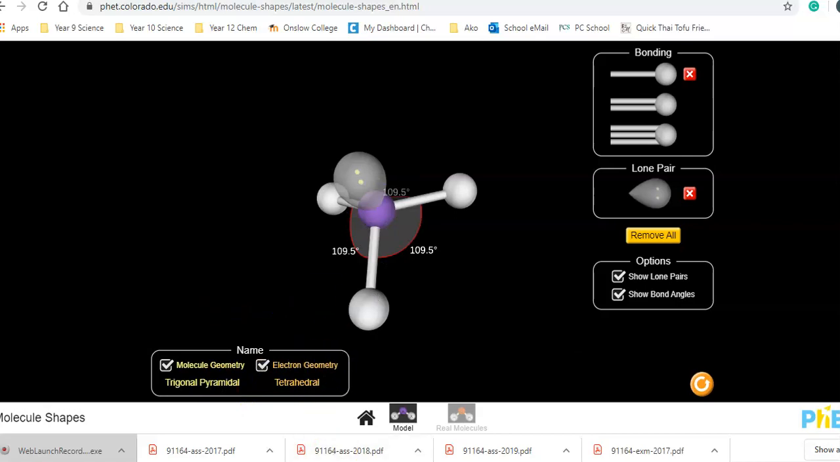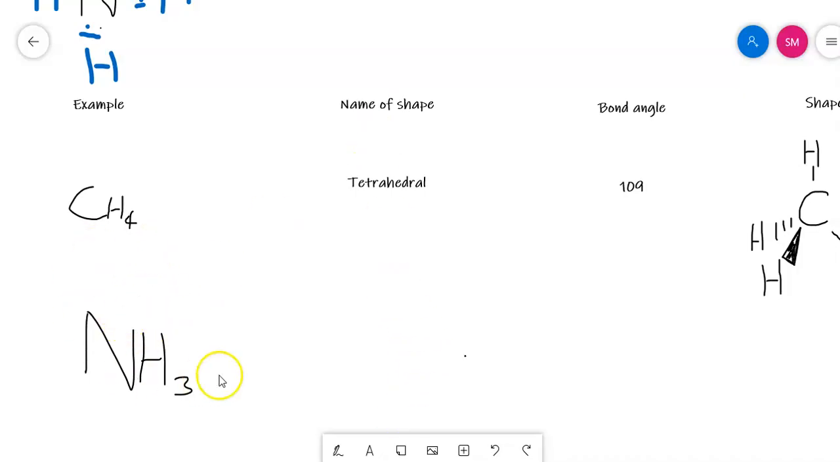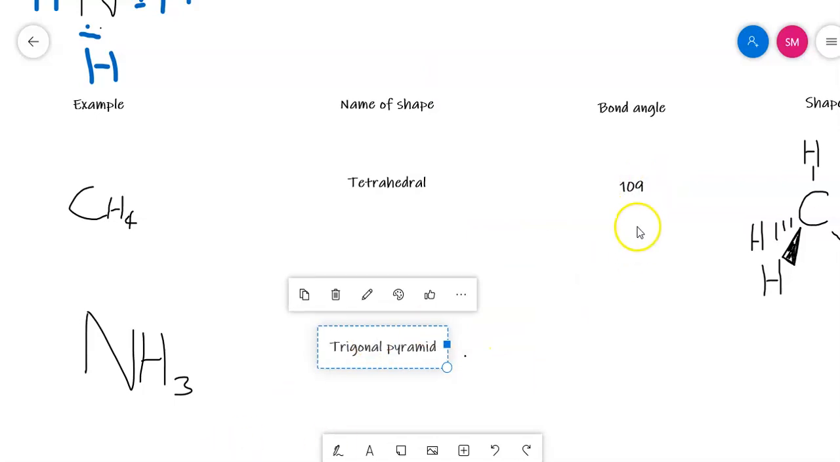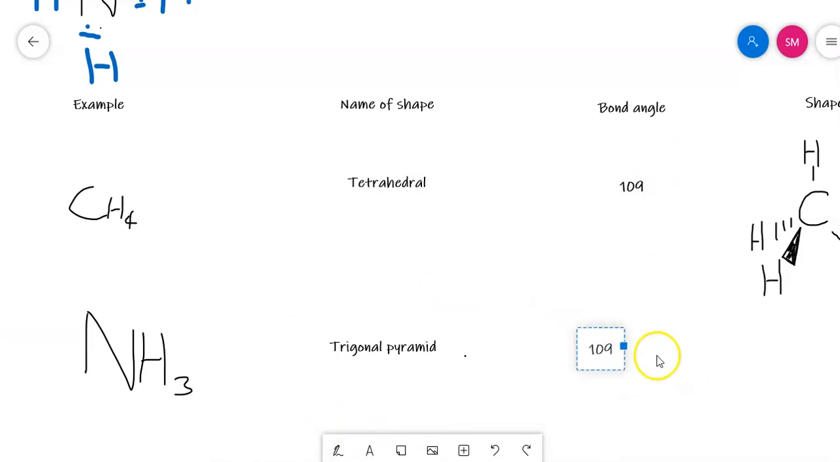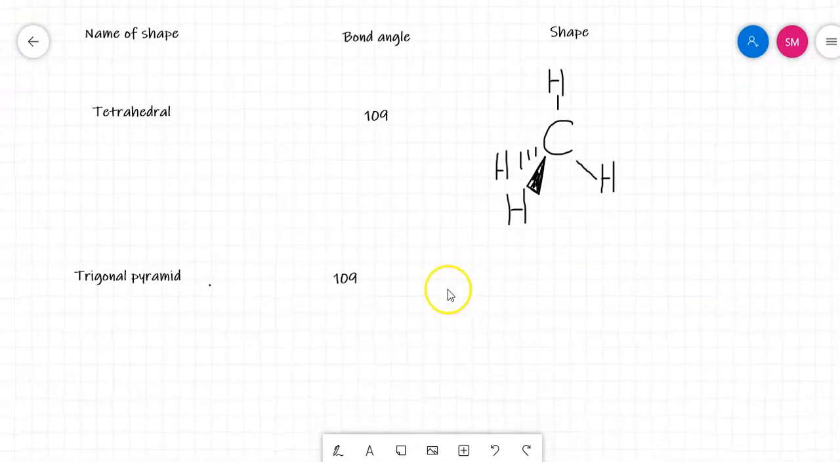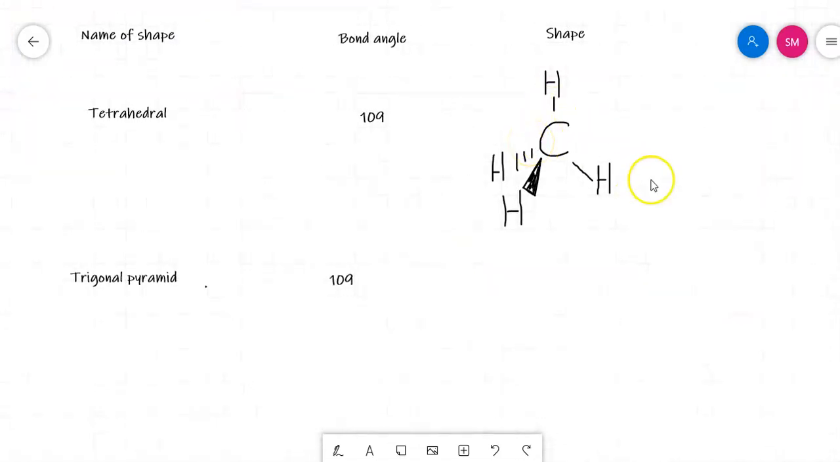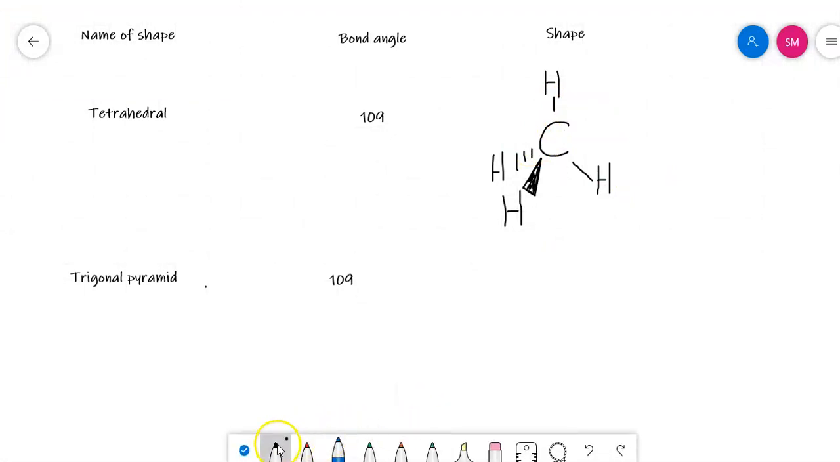So we'll go back to our whiteboard and complete the table. The name of this shape for ammonia is trigonal pyramid. And we'll notice that the bond angle for it was still that 109.5, or we can just write 109 degrees. So the angle between the bonds was 109, and when we're drawing the shape, if there are lone electrons, we don't actually need to draw them. You can, you wouldn't be marked down for it, but you don't need to if you're showing the shape. So we'll have nitrogen there.